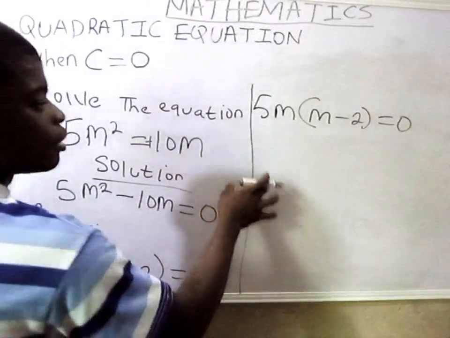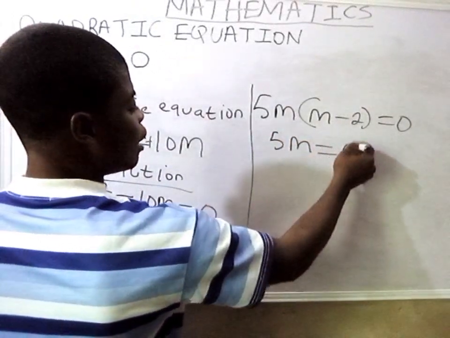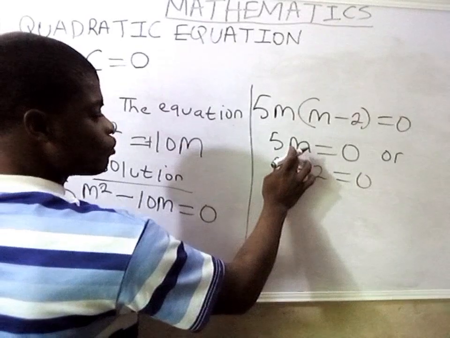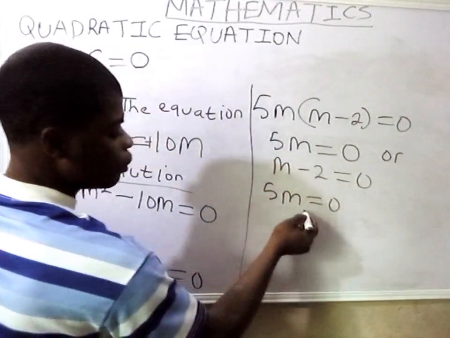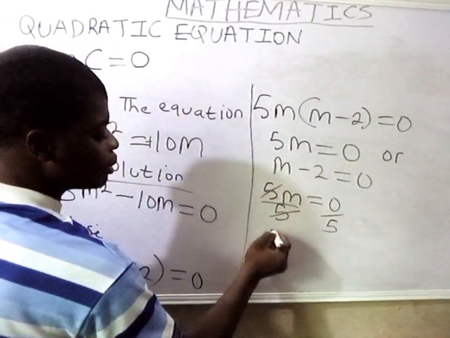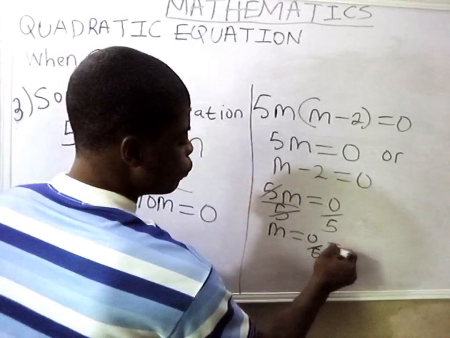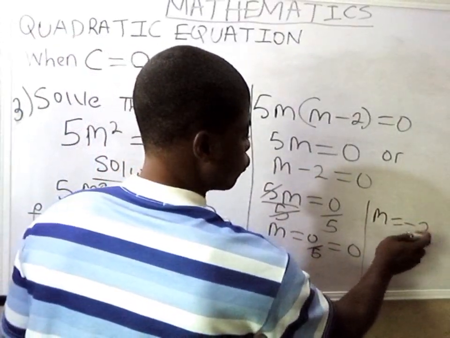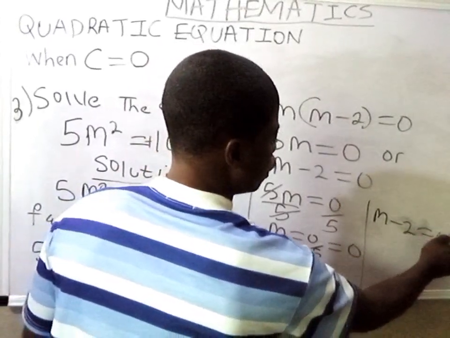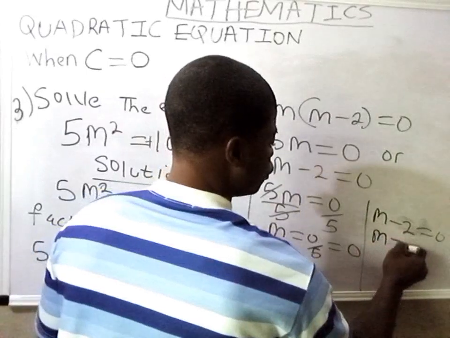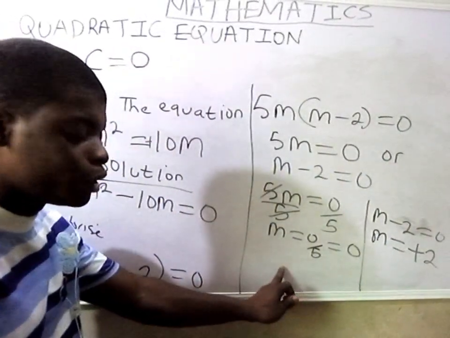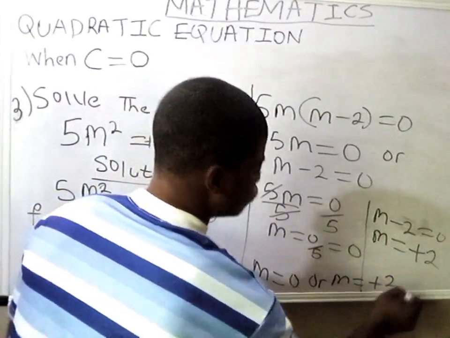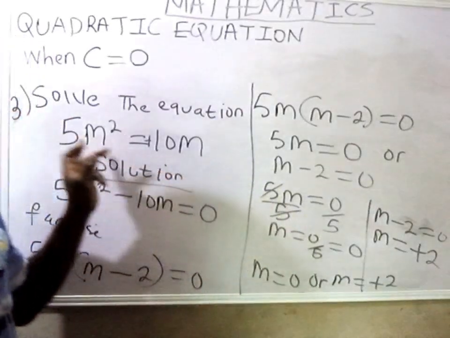So the next step we take is to equate each factor by saying 5m equals 0 or m minus 2 equals 0. Let's solve the first one by saying 5m equals 0. Divide both sides by 5. 5 cancels out. Your m equals 0 over 5, which is equal to 0. For this one, m minus 2 equals 0. You bring this over by saying that m equals plus 2. So the answer to this question is that m equals 0 or m equals plus 2. This is the answer to question 3.